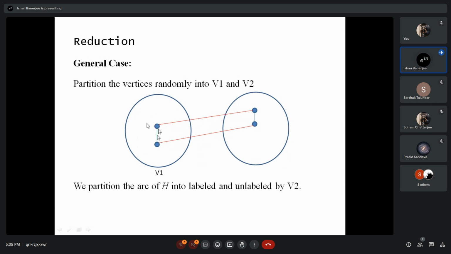So what are we doing in this? We are partitioning a Hamiltonian cycle into a set of labeled and unlabeled arcs by V2. We are using V2 for labeling, and we are keeping certain arcs unlabeled, which must be kept unlabeled. And this is the partition of the Hamiltonian cycle into the labeled and the unlabeled arcs.